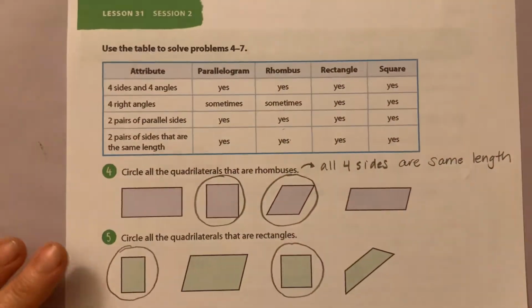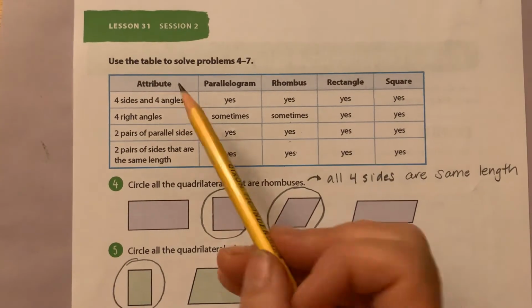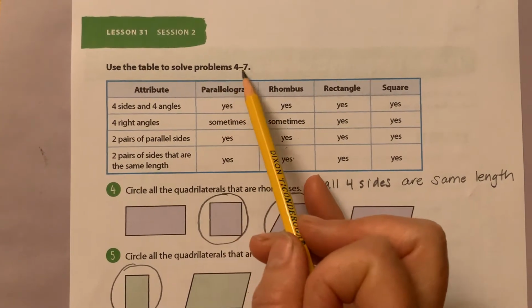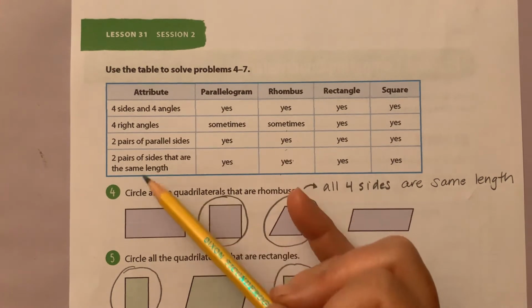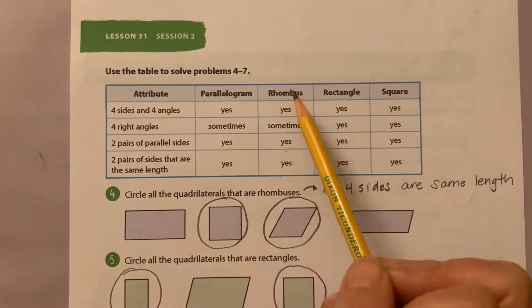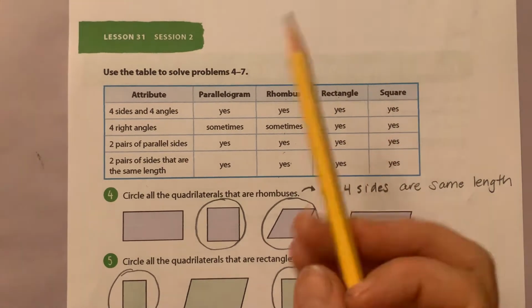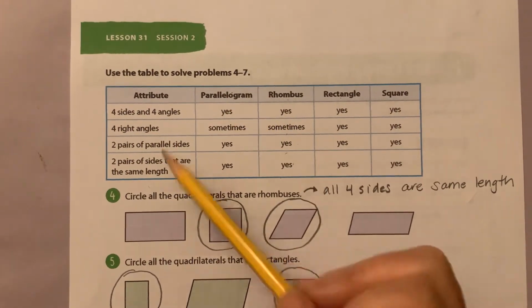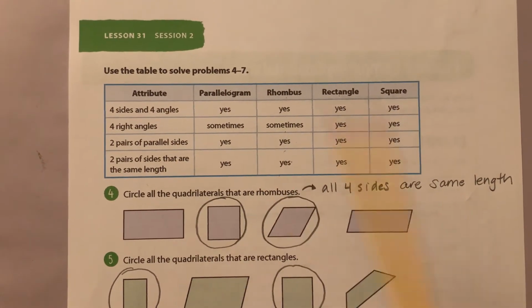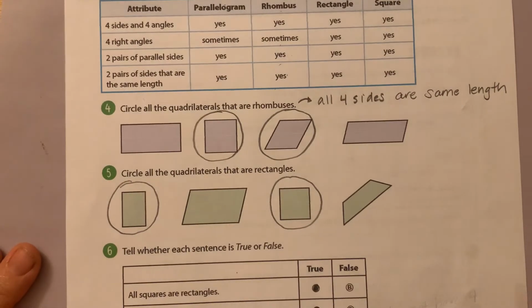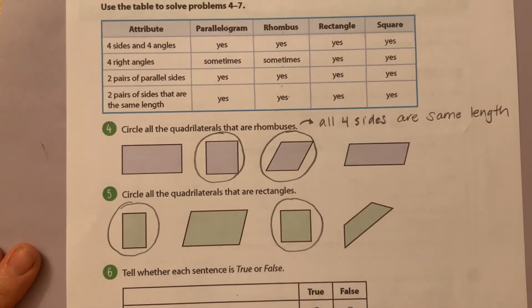Okay, let's go to the back. Let's do this one together. Okay, use the table to solve problems 4 through 7. The attributes are listed here, and then we have our 4 shapes, a parallelogram, a rhombus, a rectangle, and a square. Oh, wait, no, we don't have to do the table. We have to use this table for down here. Okay, there we go. I was like, wait, we have nothing to fill in. It's all done for us.